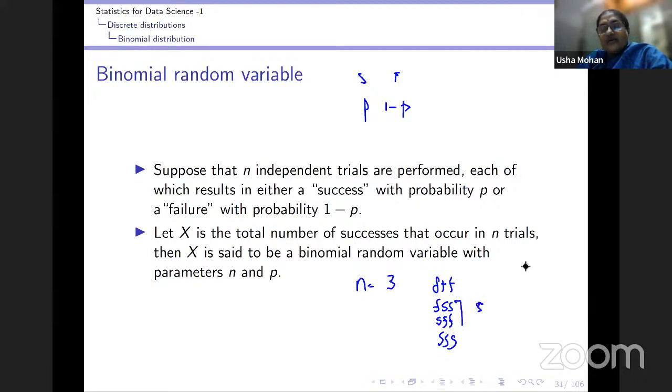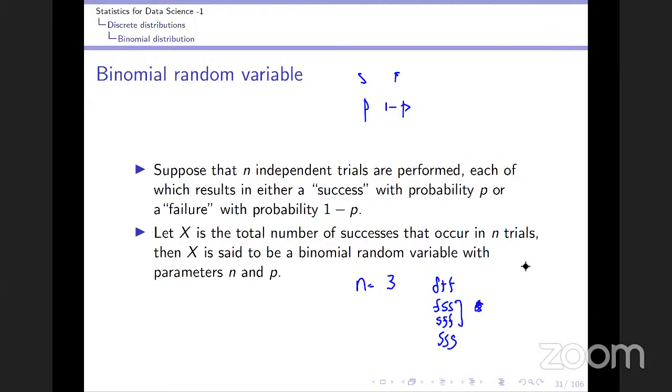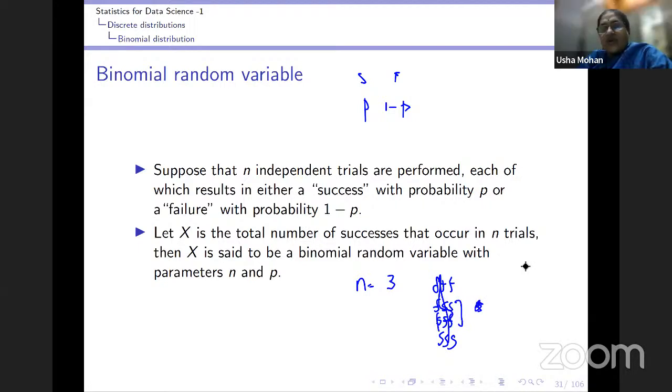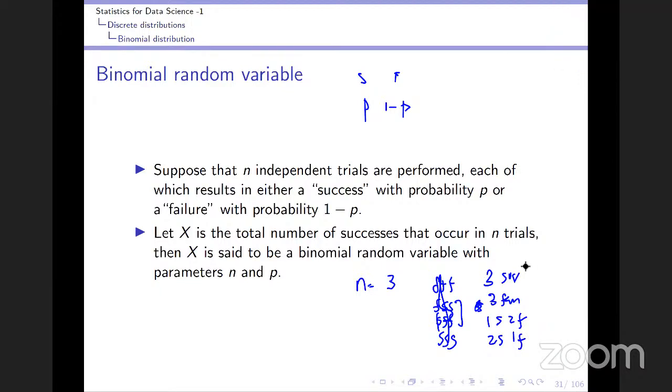What else could I have? Two failures and one success. That I already have. So I could have all three successes, three failures, one success and two failures, or two successes and one failure. Is there any other chance I could have? No, ma'am. These are the possible outcomes I can have.